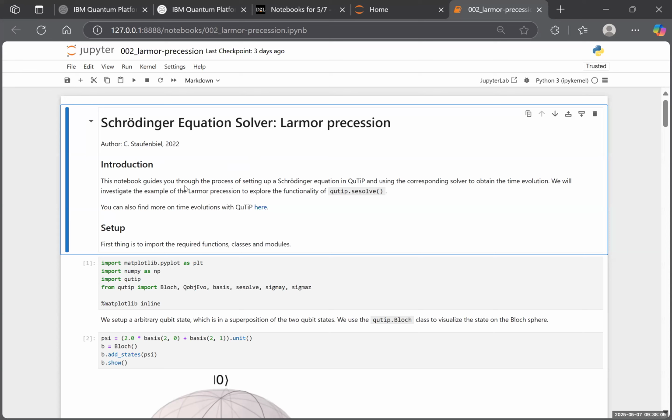Okay, so in this notebook, we'll set up a Schrödinger equation in QuTiP and solve it. So this will use QuTiP's SE solve. This is a Schrödinger equation solver.